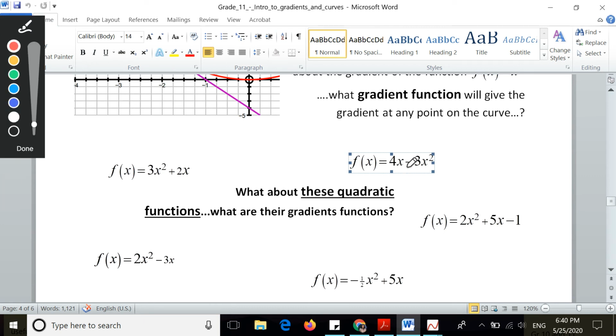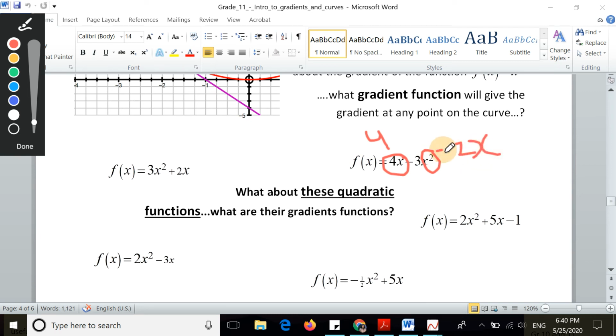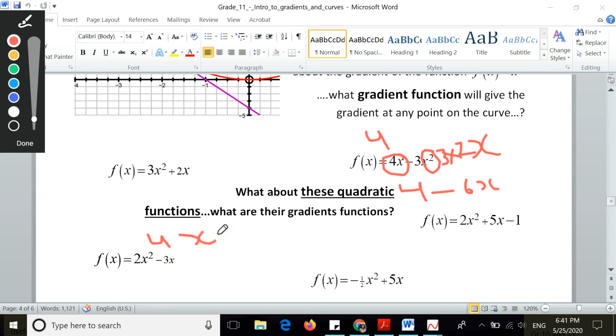This one is linear, and we know that the gradient of a linear function is 4. And we know the gradient of x squared is 2x. So when you have 3 in front, this becomes 3 times 2x, so it will become 4 minus 6x. Similarly for this one, it's going to be 4x, because for x squared it is 2x, and for minus 3x it's minus 3. So that is your f dash.